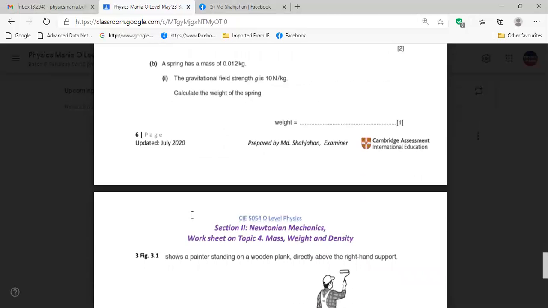The next, number B. A spring has a mass of 0.012 kilograms. The gravitational field strength g is 10 newton per kilogram. Calculate the weight of the spring.